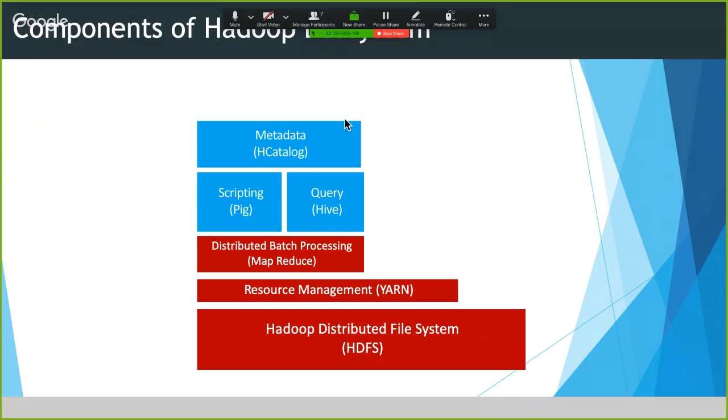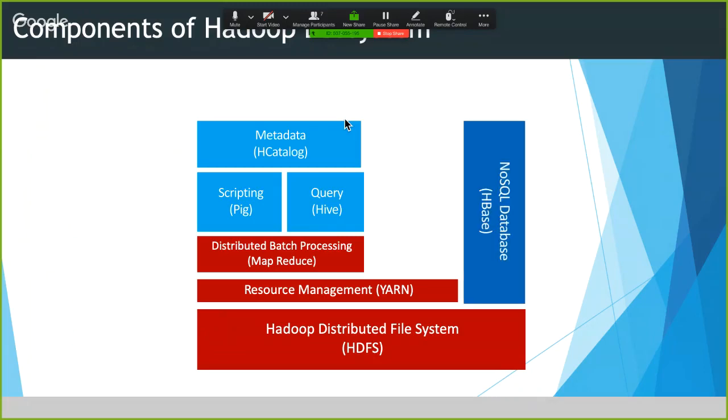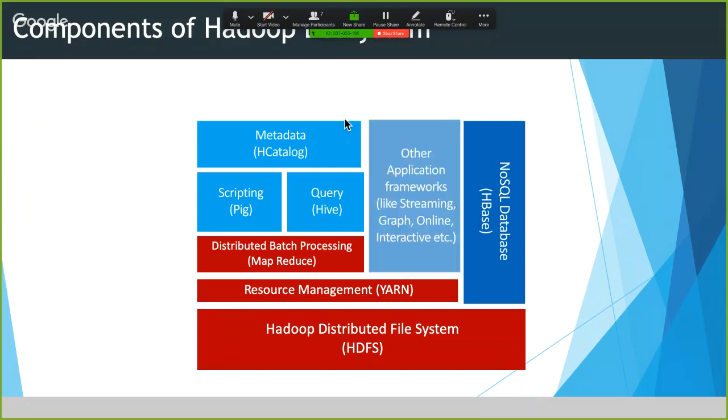Because most people are familiar with SQL, Hive was invented so that you can have a SQL-like interface and visualize your data using various tools. Then you have HCatalog. On the other side, you have a NoSQL database, which is HBase. It's again sitting on top of HDFS. Everything in Hadoop relies heavily on HDFS and its fault tolerance ability: anytime your commodity hardware can fail, and it will recover from there.